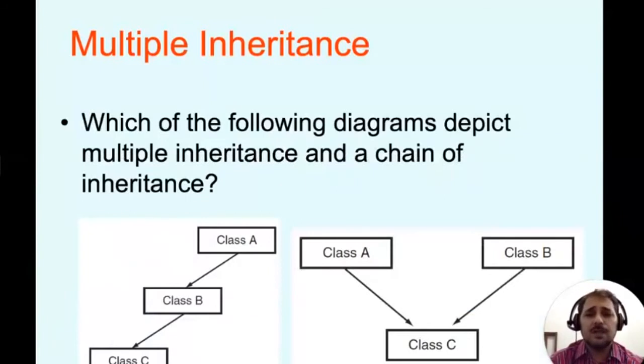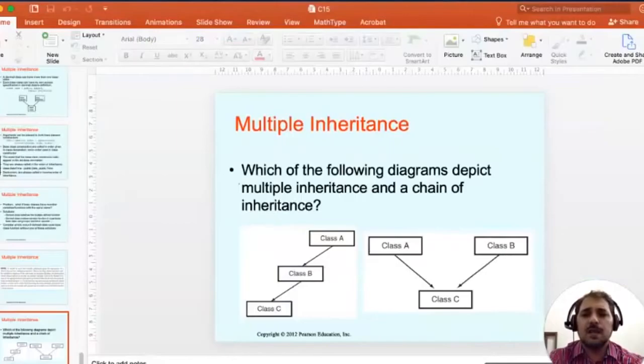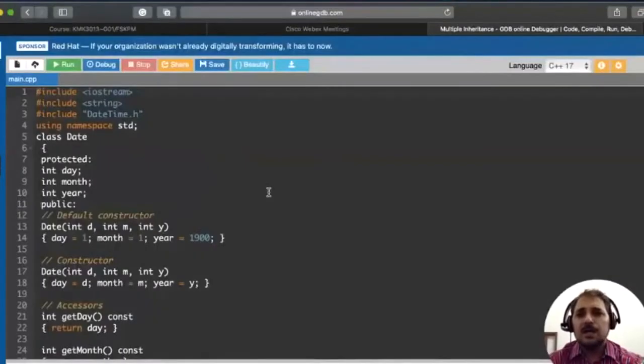Okay, so these are two diagrams. Which of the following diagrams shows multiple inheritance, and which one shows a chain of inheritance? I am leaving that to you. Okay, now let's come to one example. Let's implement the concept of multiple inheritance.